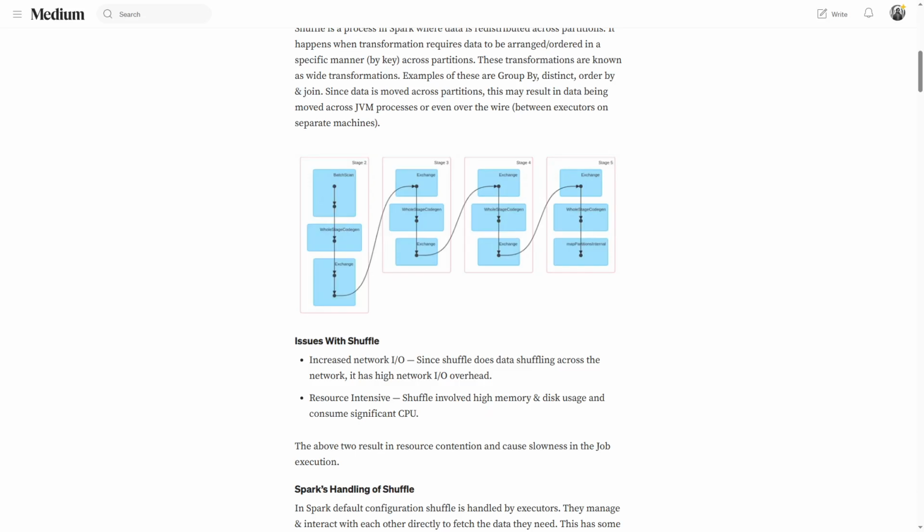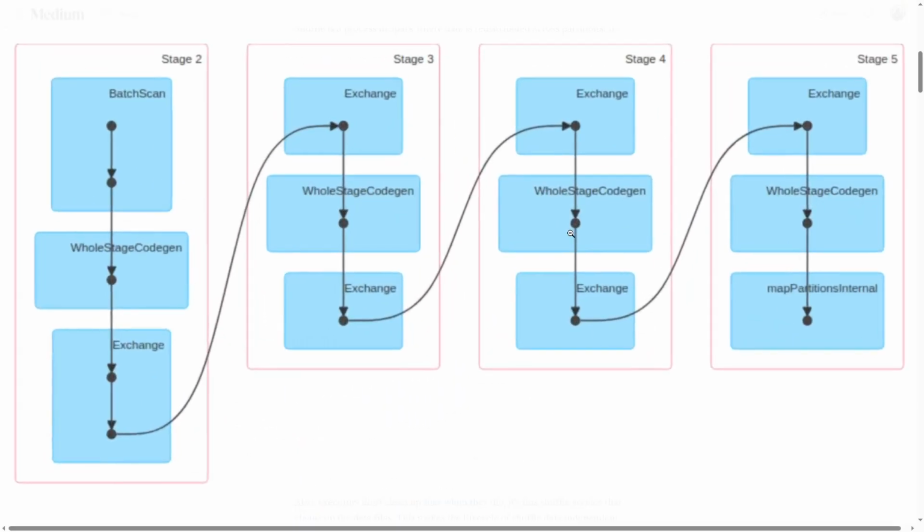These transformations, which require the data ordering to be based on a certain key, are called wide transformations. Examples of these are group by, distinct, order by, and join. These are wide transformations that cause shuffle, and shuffle is actually a big challenge in Spark because it slows down the job in a drastic fashion.